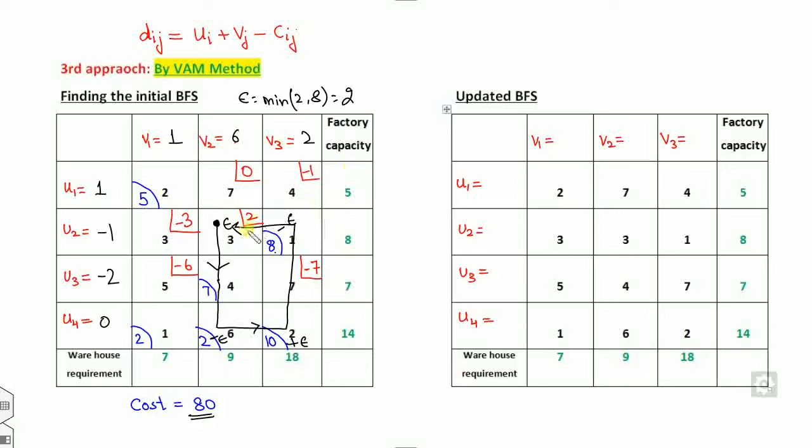Now this is my entering variable, 2. 2 minus 2 is 0, so it means this is my leaving variable. x42 is my leaving variable. 10 plus 2 is 12. 8 minus 2 is 6. The remaining values remain the same, so that is 2 and this is 7. Again you can check 5, 8, 7, 14 and so on.